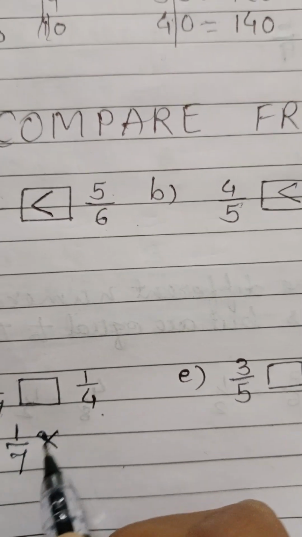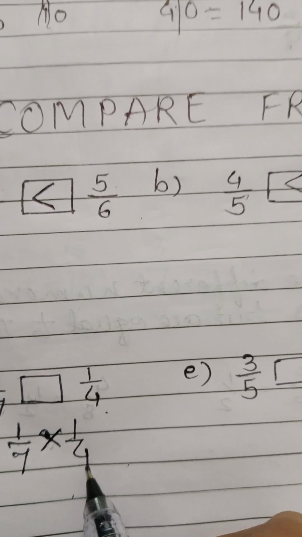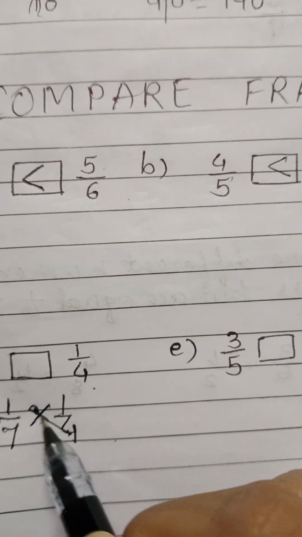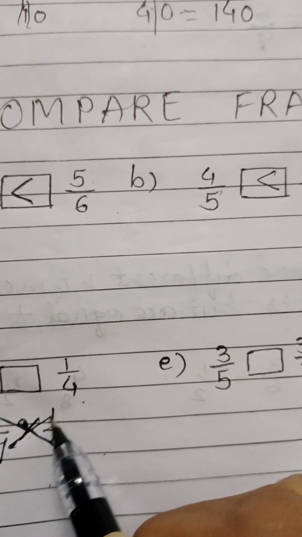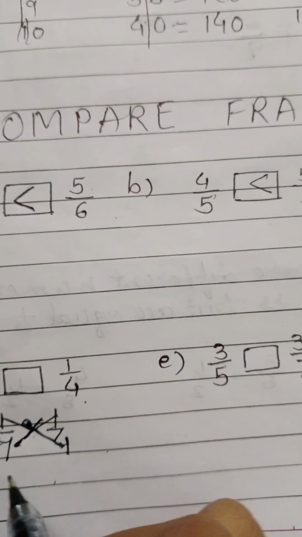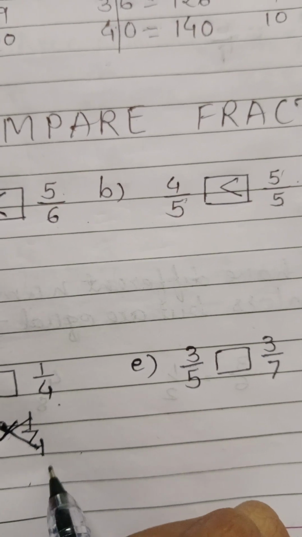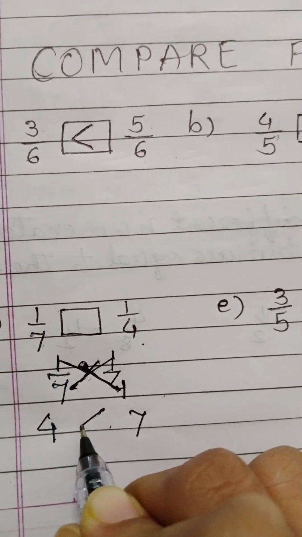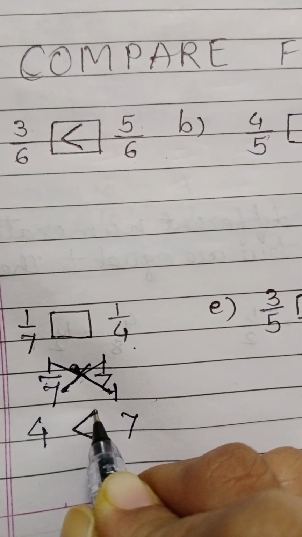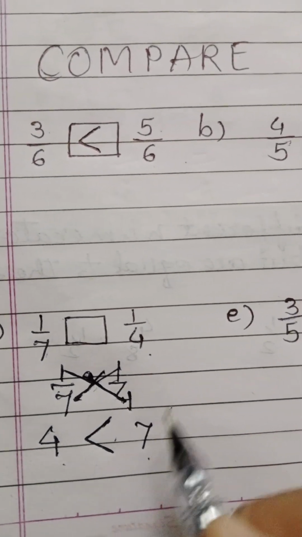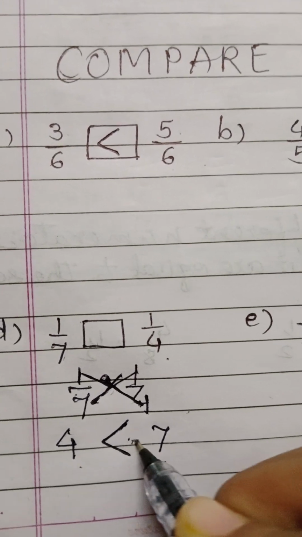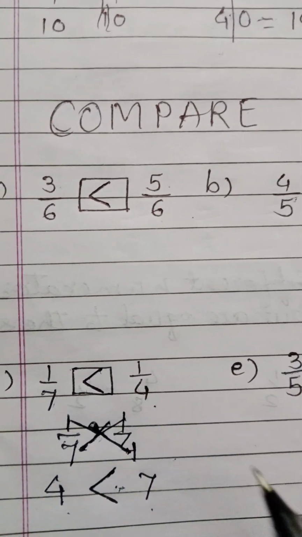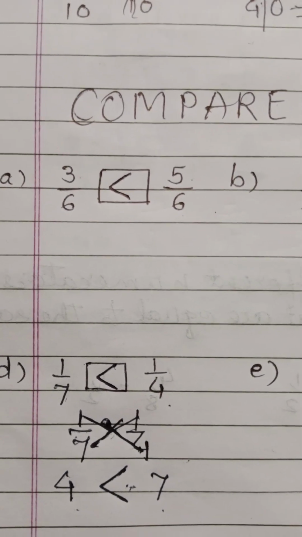This method is the crisscross method or cross multiplication method. Here you just have to multiply this 4 with this 1 and multiply 7 with this 1. So 4 will come on this side and 7 will come on this side. Now you can say that 7 is greater than 4. Okay, 4 is less than 7. So this sign will come over here. This proves that 1 upon 7 is less than 1 upon 4.